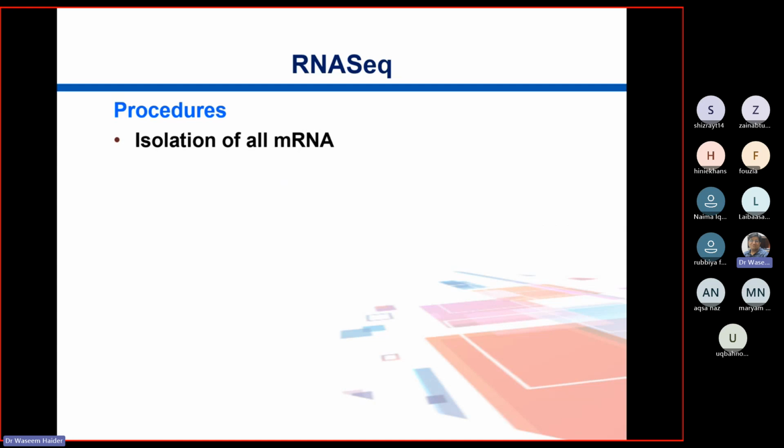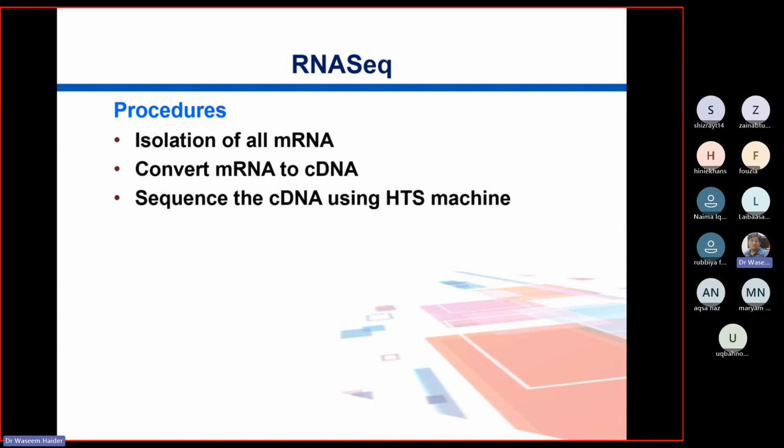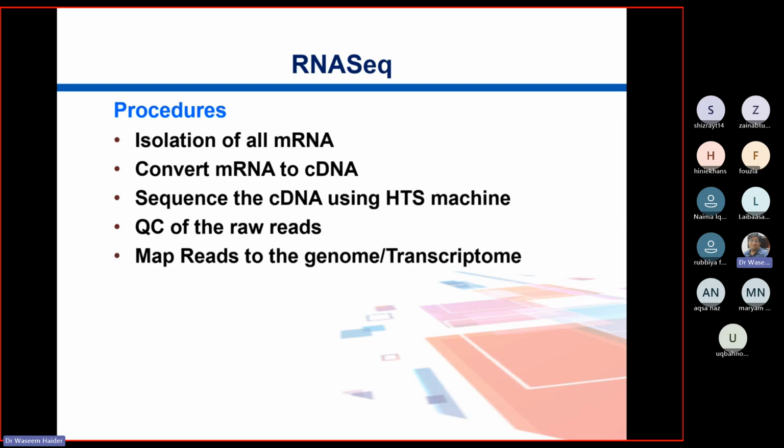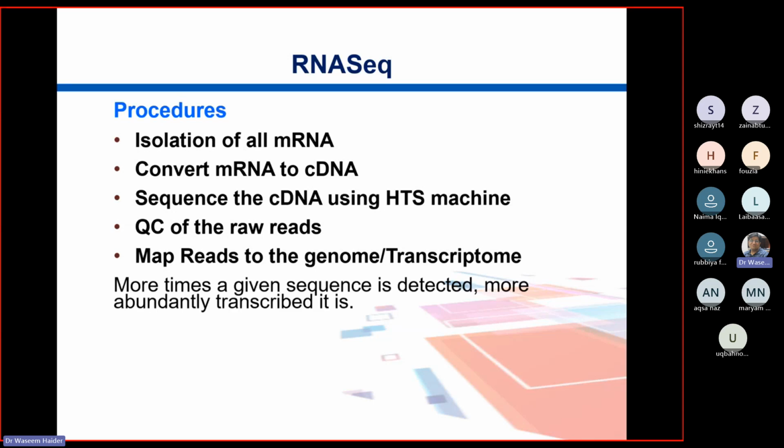So this is what we are doing: isolation of messenger RNA, conversion of messenger RNA to cDNA, and then sequencing the cDNA using some high throughput sequencing machine. And then obviously, once those sequencing reads are there, you do QC. You take those reads and you map them to a reference genome or transcriptome. The more times a given sequence is detected, the more abundantly transcribed it is, right?